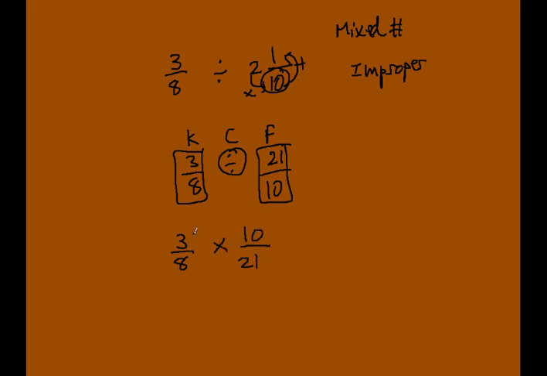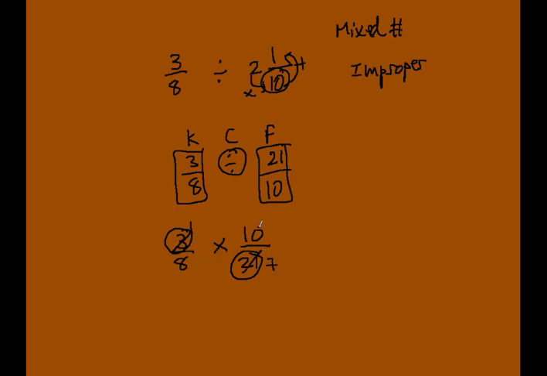Before you do anything again, before you multiply right away, check if you can simplify. In this case, yes, we can simplify. I can simplify 3 with 21, by dividing both of them by 3. So if I divide 3 by 3, I get 1. If I divide 21 by 3, I get 7.